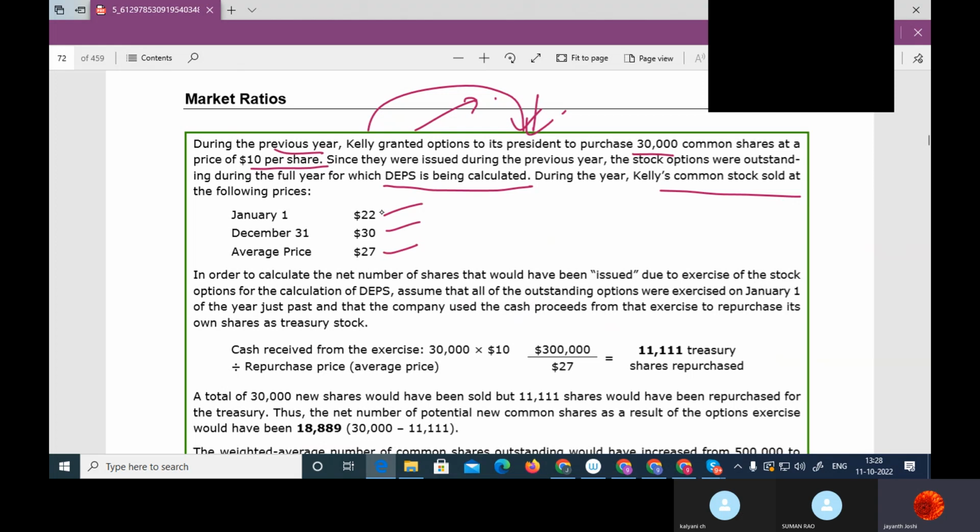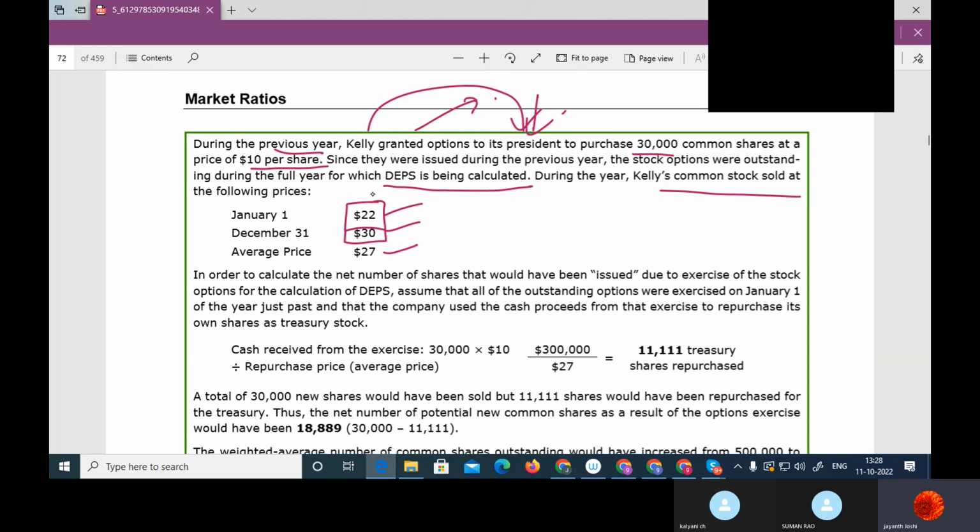That means at the beginning of the year, the stock of the company is getting sold at $22, and at the end of the year, the price of the stock is $30. The market price, the average price, is $27. Okay, fine.